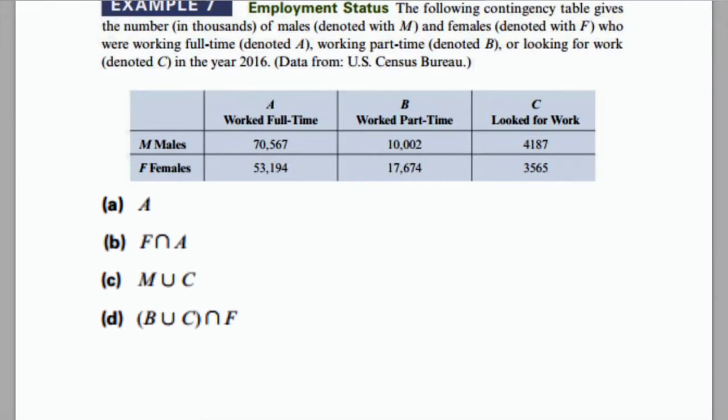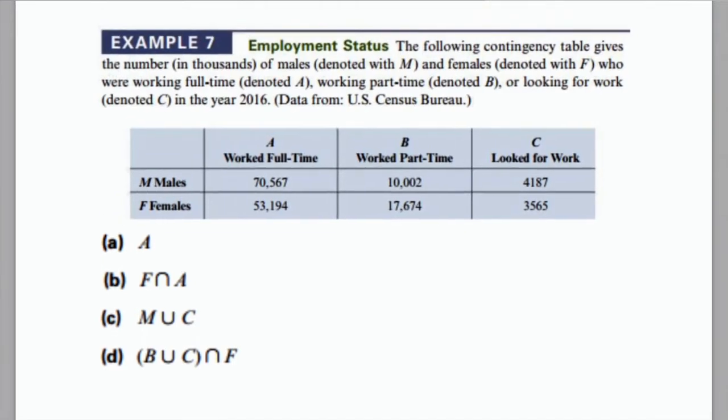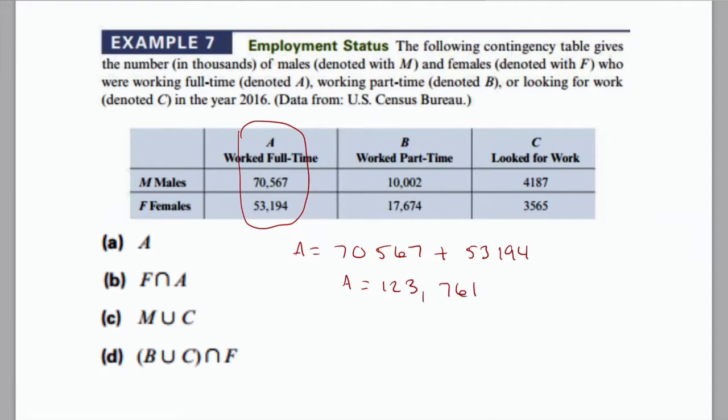The following contingency table gives the number, in thousands, of males denoted with M and females denoted with F who are working full-time denoted A, working part-time denoted B, and looking for work denoted C in the year 2016. For A, that's going to equal 70,567 plus 53,194, because all of this is A. So A is equal to 123,761.